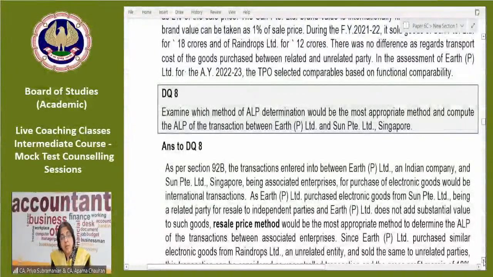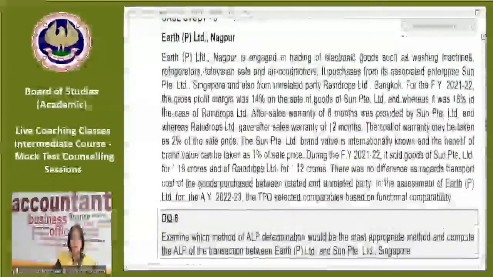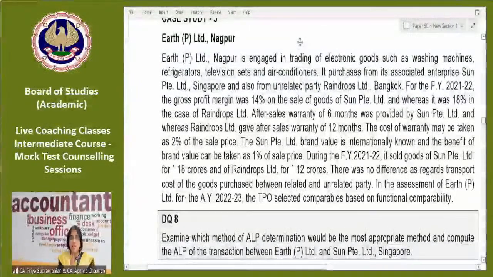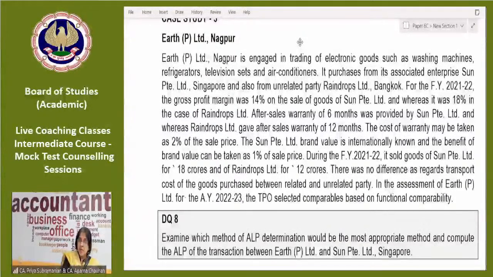Here we are asked to determine which method of ALP would be the most appropriate and compute the ALP of the transaction. This part of transfer pricing can be very tricky, so you have to see the facts in the particular case. Here, Earth Private Limited is purchasing goods from Sun Private Limited, an associated enterprise, and selling them to unrelated parties in India without making any value addition. Therefore, the resale price method will apply. You're purchasing goods from an associated enterprise and selling to an unrelated party.